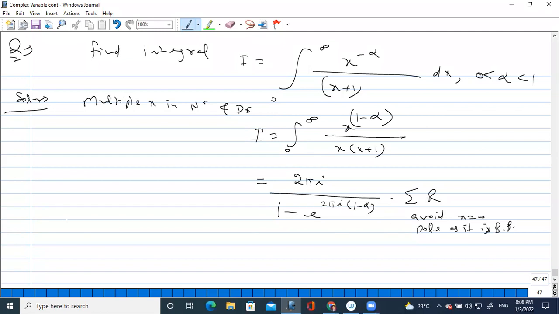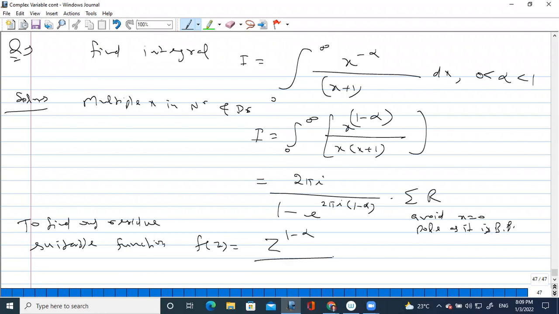Now what will be my function f(z)? Because I want to find the residue, the suitable function f(z) will be z to the power 1 minus alpha. From here we have to convert: z to the power 1 minus alpha divided by z times (z plus 1). Okay, now put the denominator equal to 0. What are the poles?